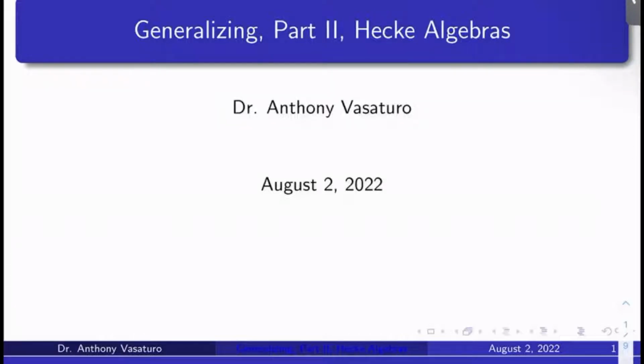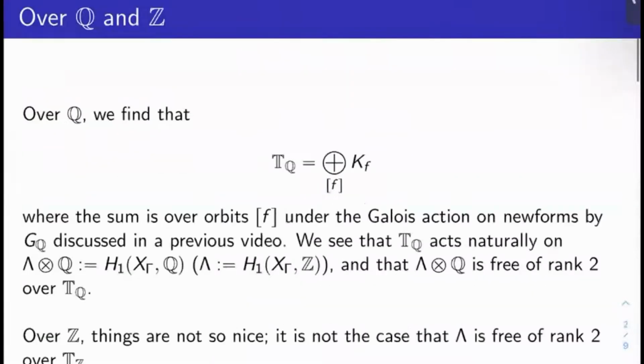Today is part 2 of my series of talks generalizing discussions we had in previous videos. Today we're going to focus on generalizing Hecke algebras to look at them over various other rings other than just the complex numbers and the integers. Okay, so how about over Q and Z?